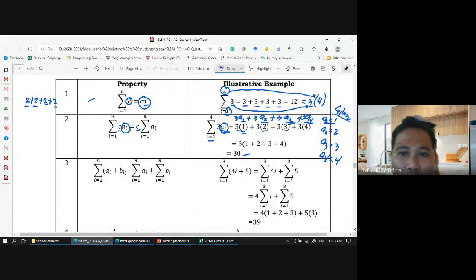Okay? If it were written as the summation of 3i, where i starts from 1 to 4, then we can compute it directly without any given: 3 times 1, 3 times 2, 3 times 3, and so on. Can you see the difference between 3 a sub i and 3i? You get the difference?